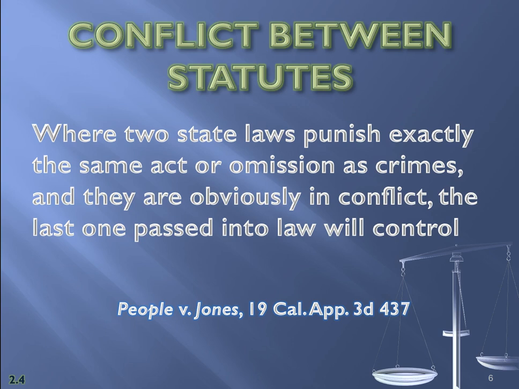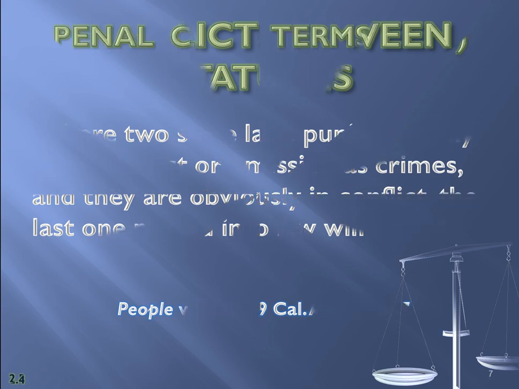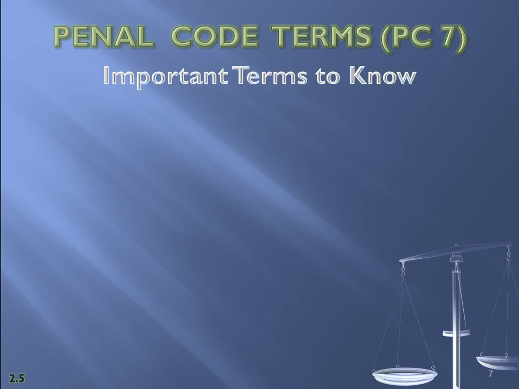The term conflict between statutes, though, should not be confused with the concept of preemption that we looked at earlier. Preemption means that state laws take priority over city and county ordinances. Here, conflict between statutes refers to conflicting state laws. So I hope that clears that up for you as well.